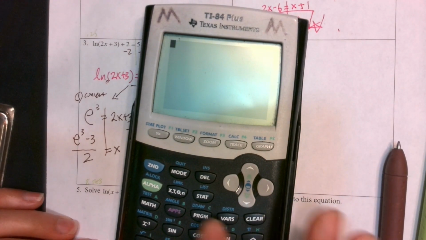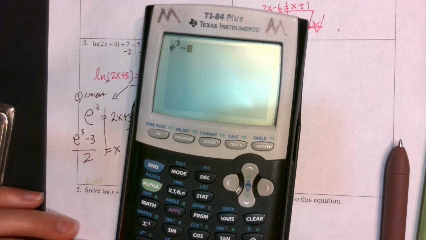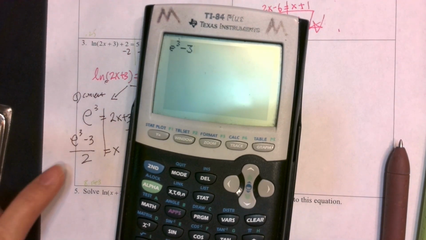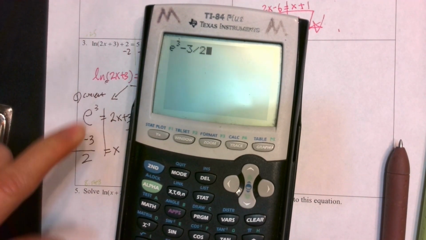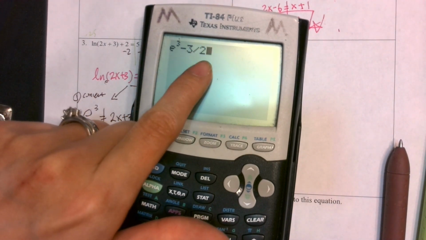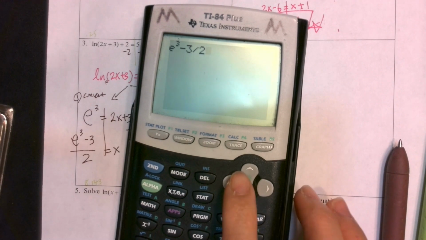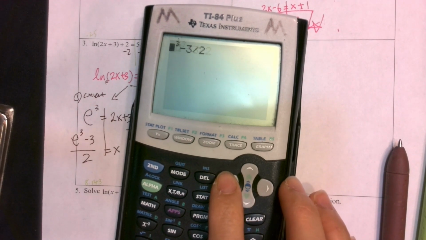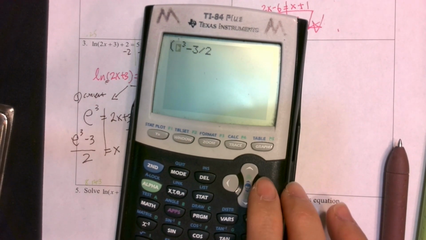Okay, so where is it? E to the third power minus 3. And be careful here, guys. If you just divide it by 2 here, you're going to get the wrong answer. Why? Because your calculator thinks it's just the 3 divided by 2. Remember, we are dividing the whole thing by 2. In that case, you need to put the parentheses around it.